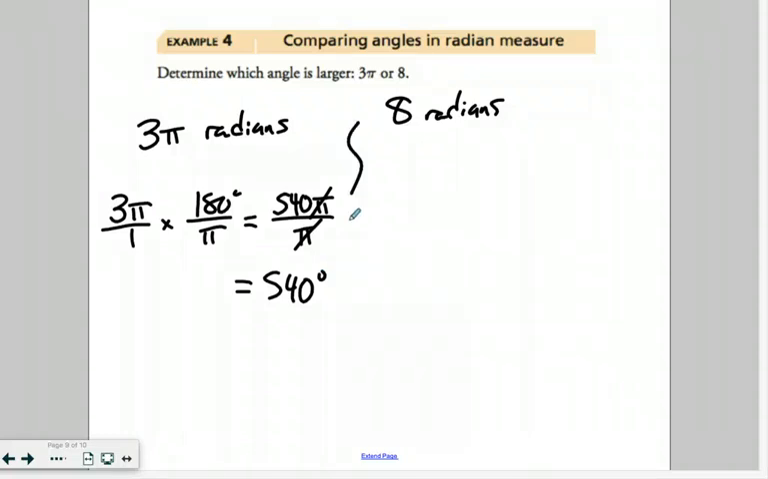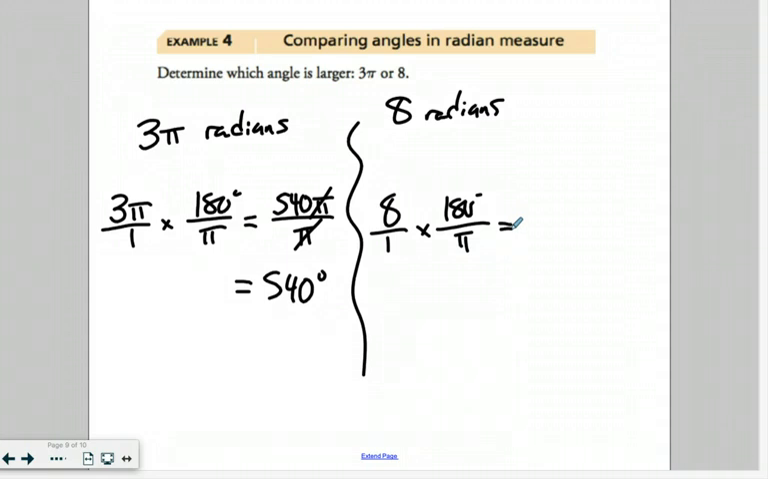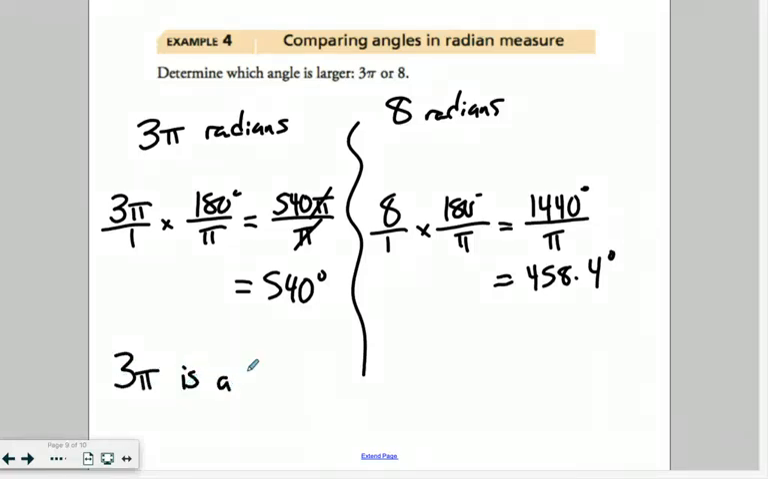And if we looked at what 8 radians is, again, we can just take 8 over 1 and still multiply it by that 180 over pi, right? So 8 times 180 is 1440 over pi. Do that division, 1440 divided by pi, and we get an approximate value of 458.4 degrees. Right, so now that they're both in degrees, which angle is larger, 3 pi or 8? 3 pi, right? Because when we did the conversions back to degrees, the 3 pi was 540 degrees, whereas the 8 radians was 458.4 degrees. So 3 pi is a larger angle than 8.